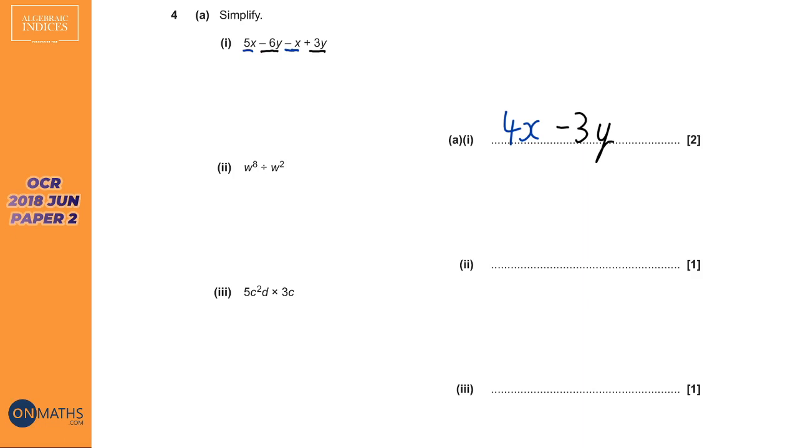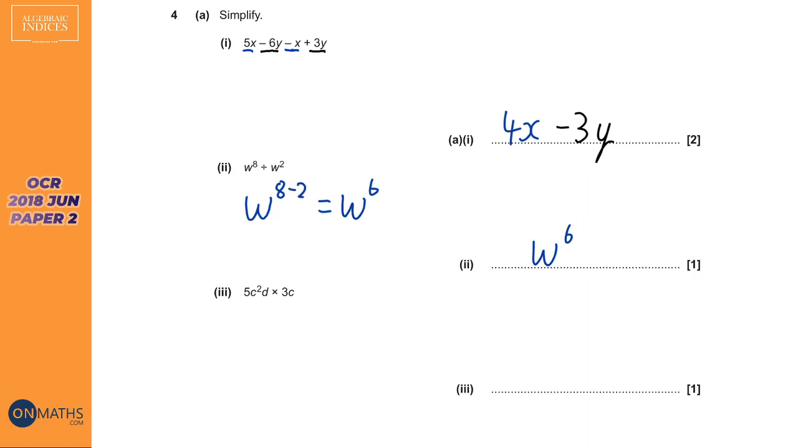So we've got a divide here. So when we have a divide, what we do is we take away the indices. So it's going to be 8 take away 2. 8 take away 2 is 6, so it's going to be w to the power of 6.